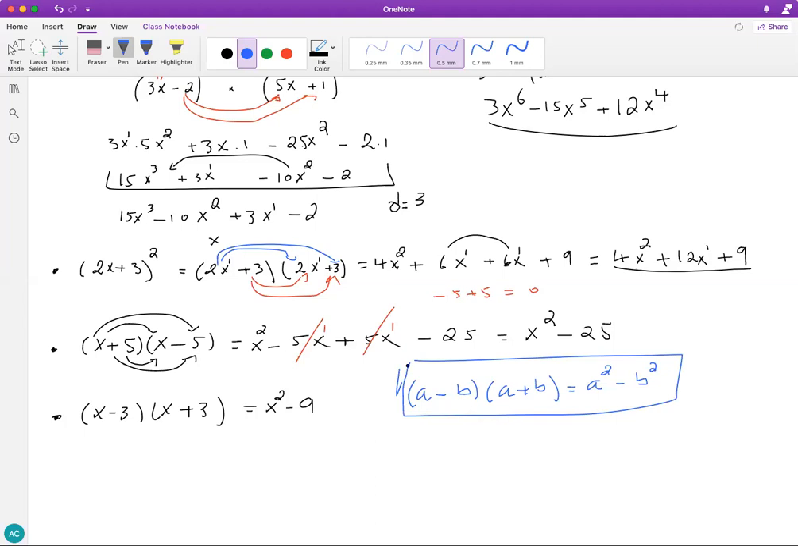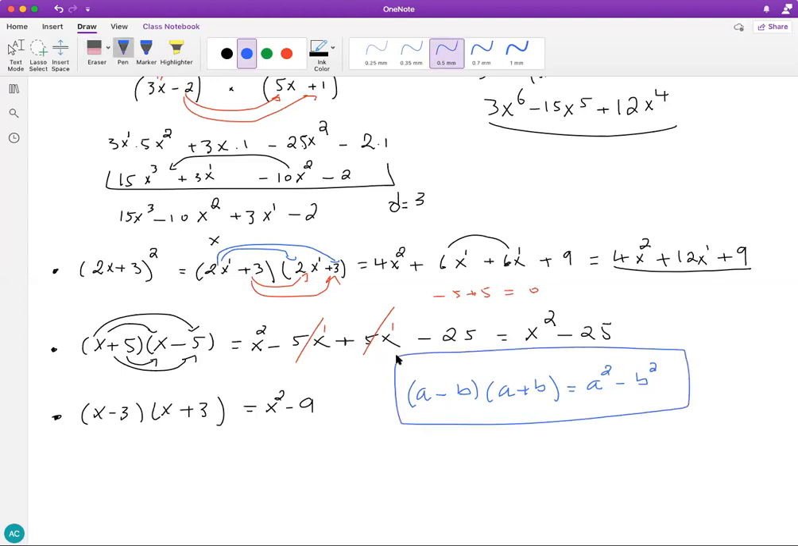So this rule, we're going to take advantage of it in the future. We're going to need it to do a lot of things. So if you see a setup like this, make sure the numbers are the same, but you have opposite signs. If you have that, take the first one and square it, put a minus in between, and take the second one and square it, okay? The difference of 2 squares.